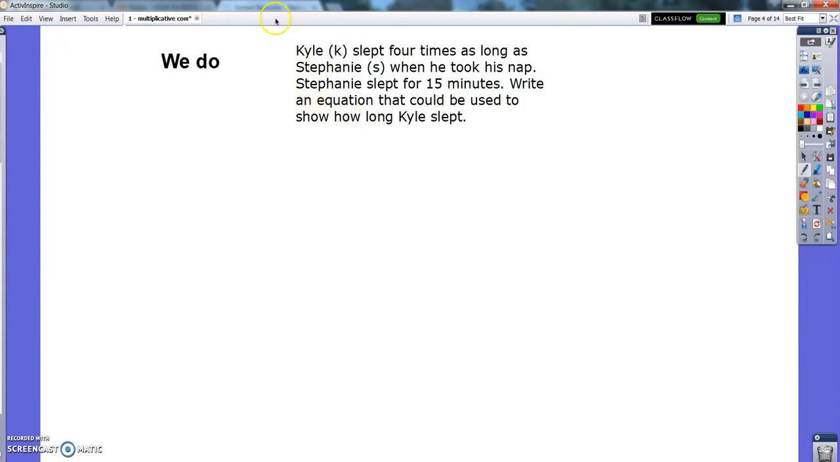All right, so we've got Kyle. We're already told we're going to use him with K. He slept 4 times as long as Stephanie, who we're going to talk about with S, when he took his nap. Stephanie slept for 15 minutes. Write an equation that could be used to show how long Kyle slept. So Stephanie slept for 15 minutes, and we know Kyle slept longer than Stephanie did, 4 times as long.